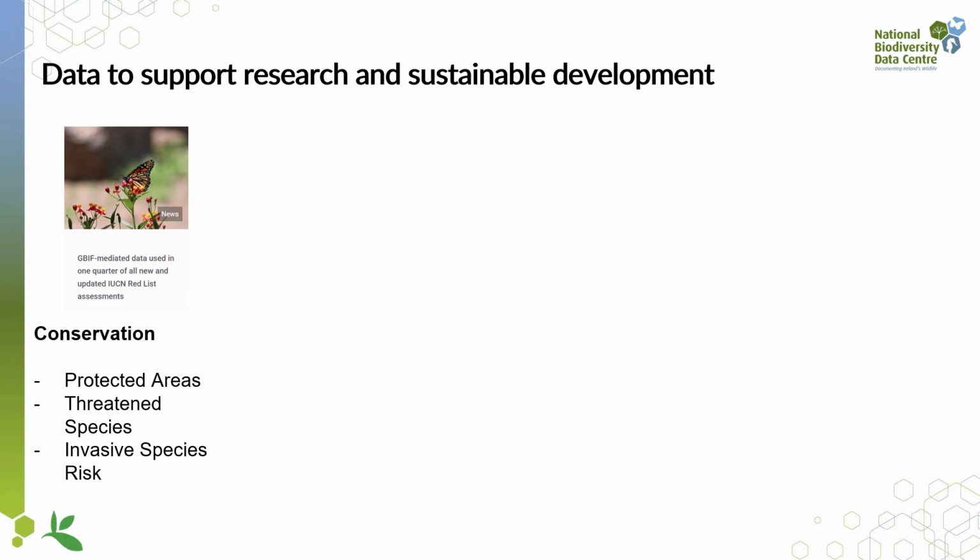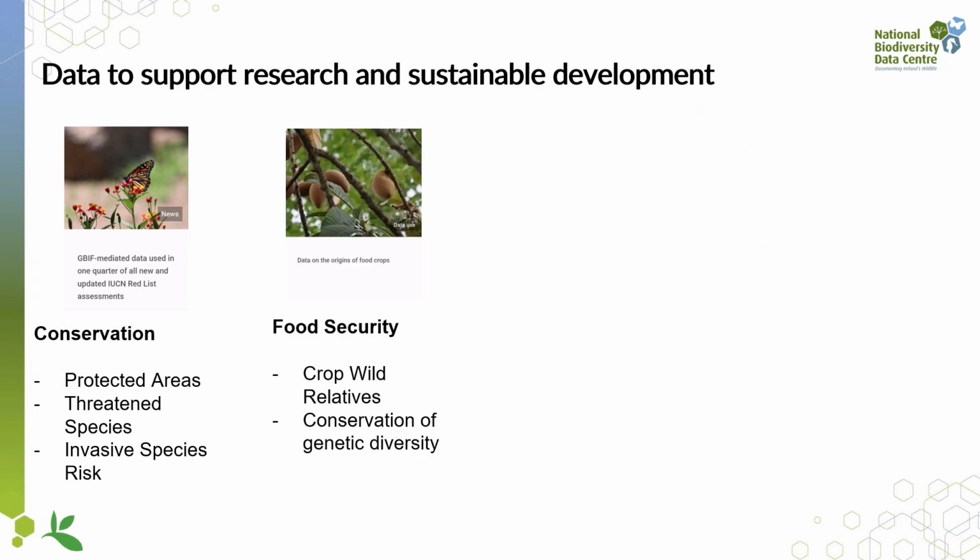Another thing that it helps to do to support conservation is by tracking the actual or the predicted spread of invasive alien species, such as the Asian hornet that recently arrived in Ireland. Data shared through GBIF also supports food security, and this is through the mapping of the distribution of the wild relatives of our most important crops. And therefore, we know the locations of these genetic resources that need to be conserved for future plant breeding.